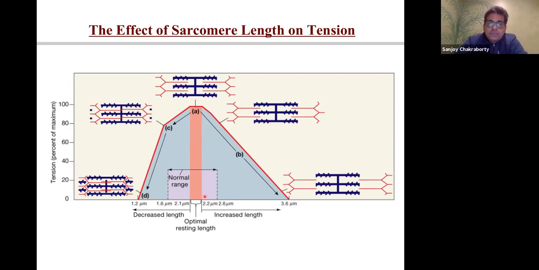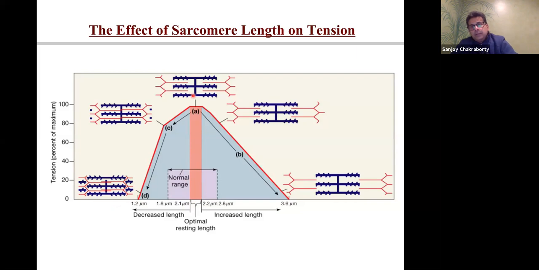So the optimum zone of overlap is approximately 2.1 micrometer to 2.2 micrometer. Memorize that value. This is where we have the maximum tension. So when the zone of overlap is too little, there's not that much tension. When the zone of overlap is too much, again not that much tension. The tension is highest only in this normal range, when the zone of overlap is kind of in the middle, okay? So this affects the amount of tension.